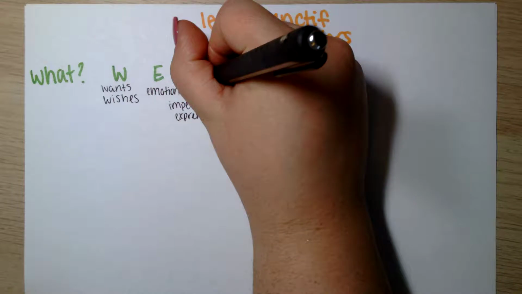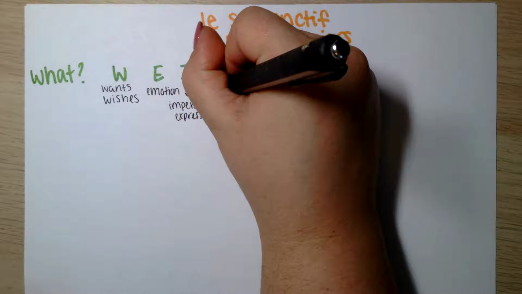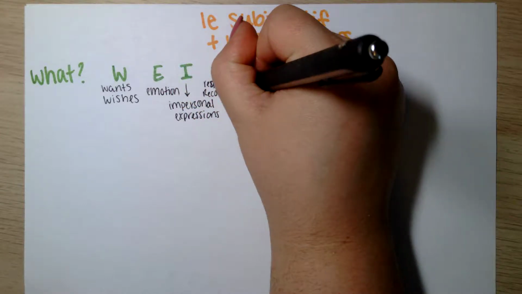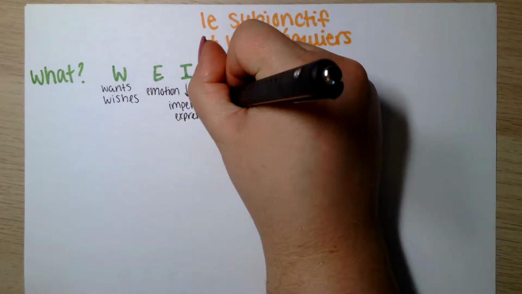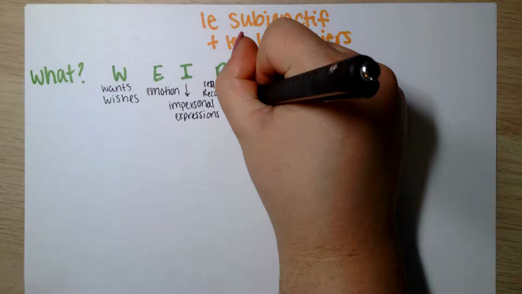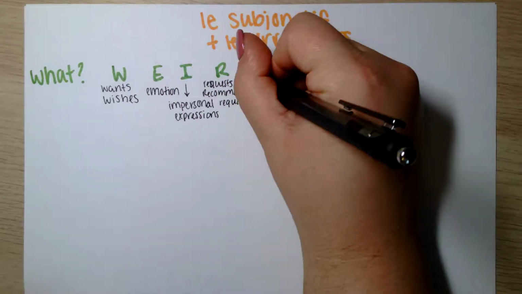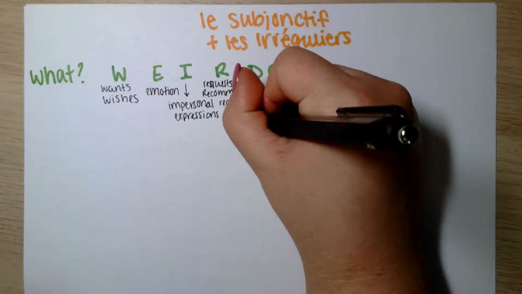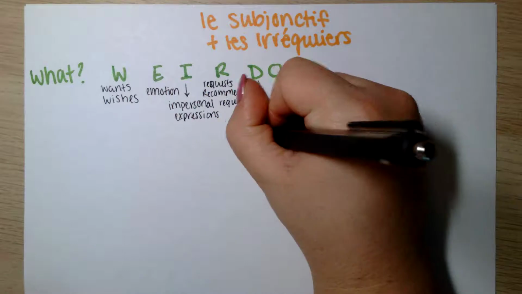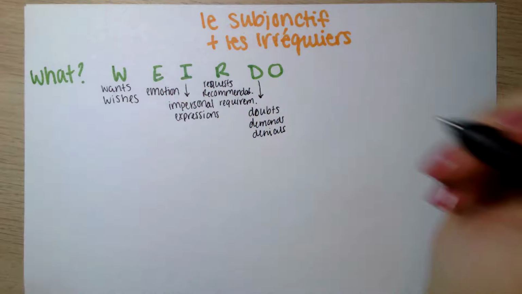So I'm going to just write requests, recommendations. I'm going to abbreviate that. And the last one is requirements. I'll abbreviate that one too. Our D stands for doubts, demands, and denials. Doubts is your biggest one. And the O stands for opinions.